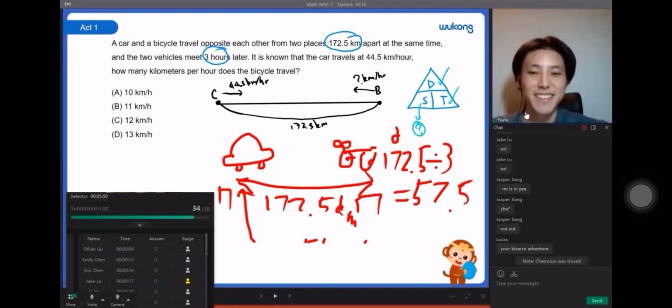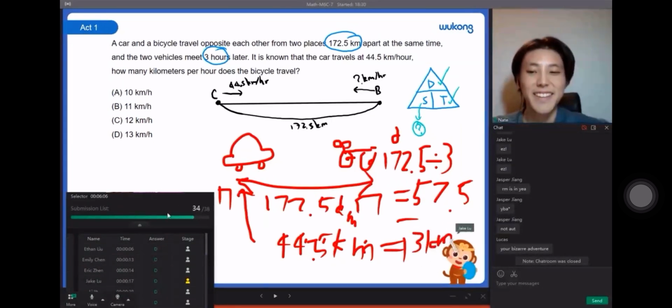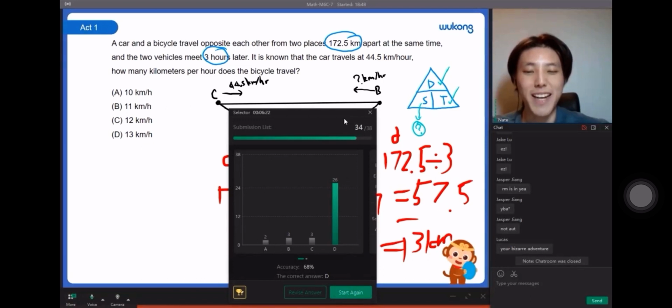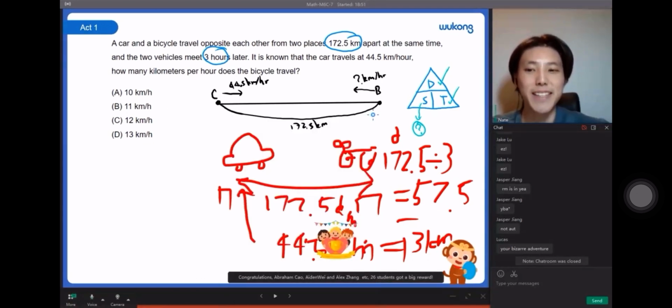So we know that the car travels 44.5 km an hour. So then we do that minus that, which is 13 kilometers. There we go. Very good, Jake. Very good. And hello to your sister. Well done, Jake. And well done for those who got D for the answer. Yes, you're absolutely correct. The correct answer is going to be 13.